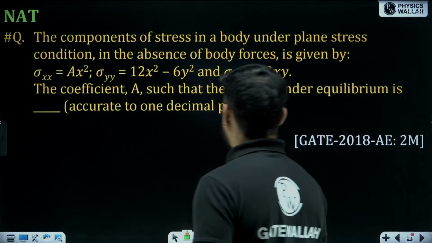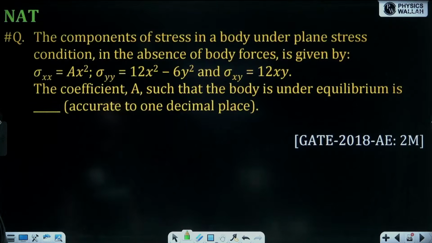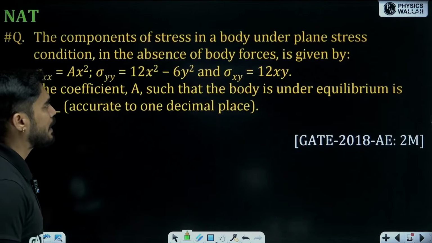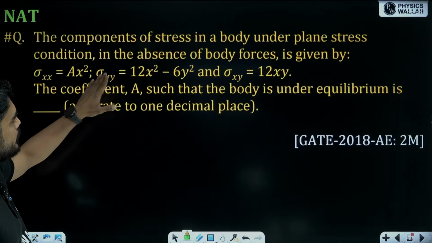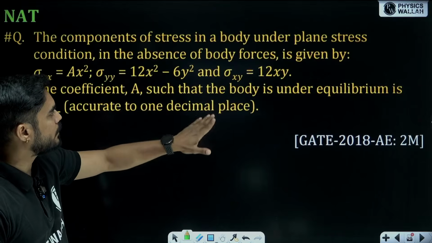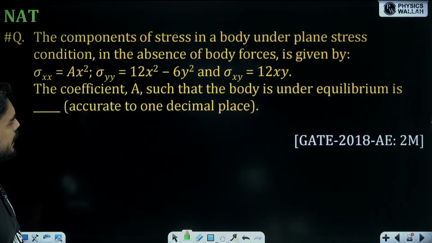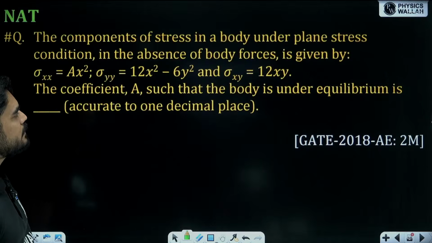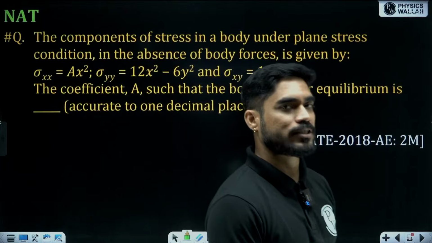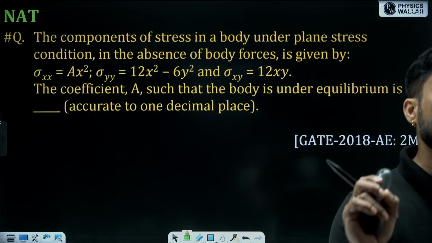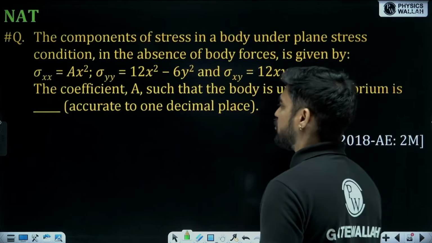So GATE 2018, 2 marks question. What is the question? The components of stress in a body under plane stress condition in the absence of body forces is given by sigma x equals a x square, sigma y equals 12x square minus 6y square, and sigma xy is 12xy. Coefficient A such that body is under equilibrium is. You need to satisfy the equilibrium equation and find the value of A. You just need to satisfy the equilibrium equation, okay?